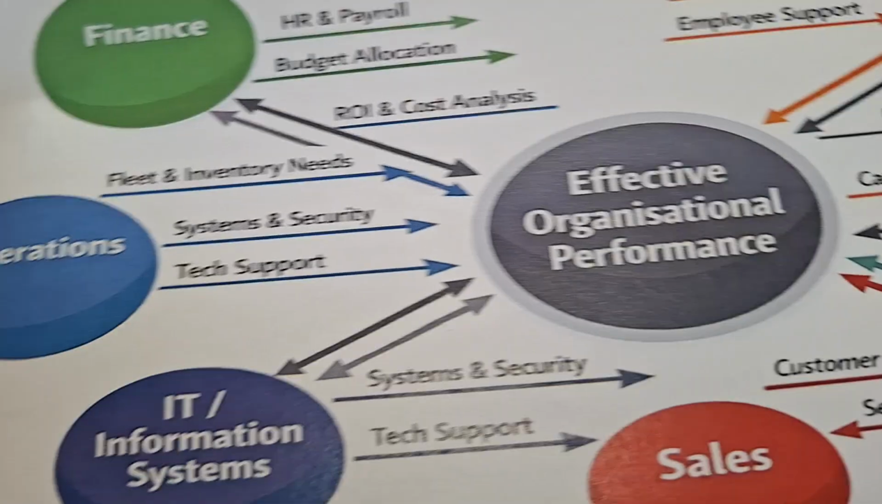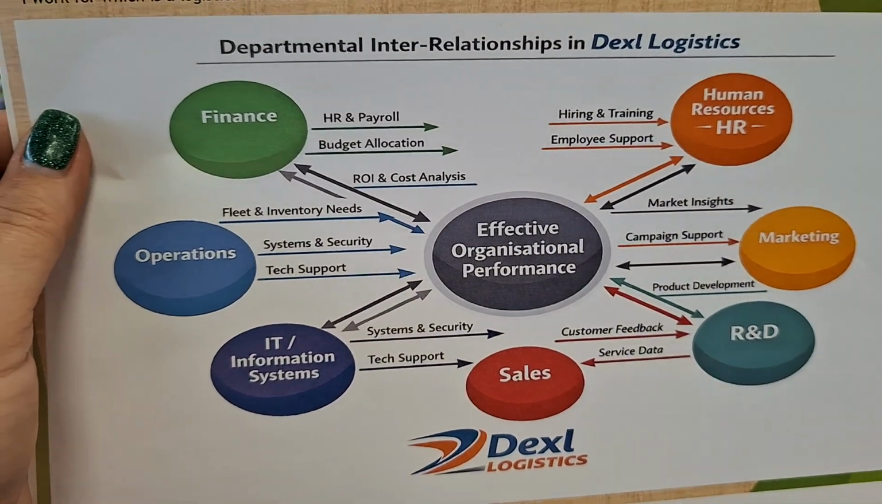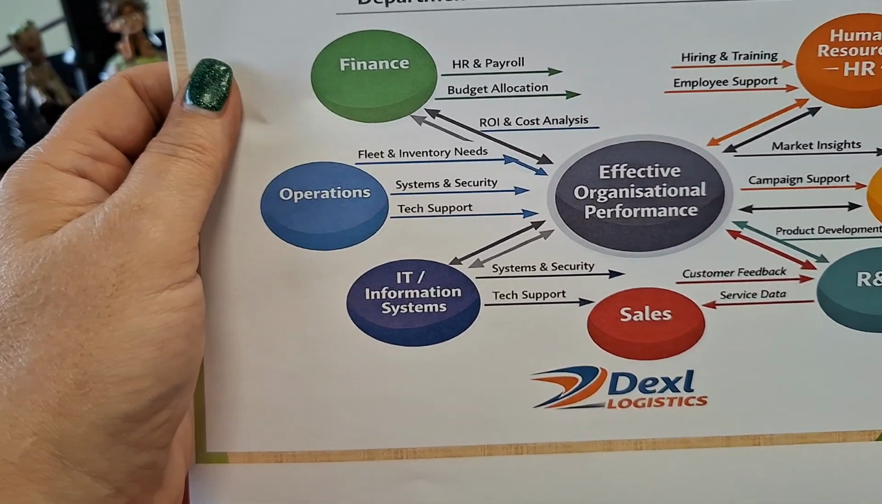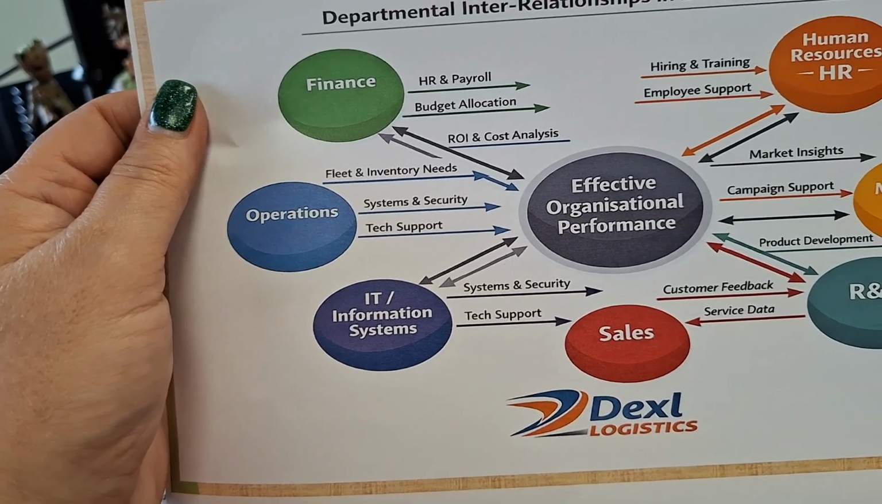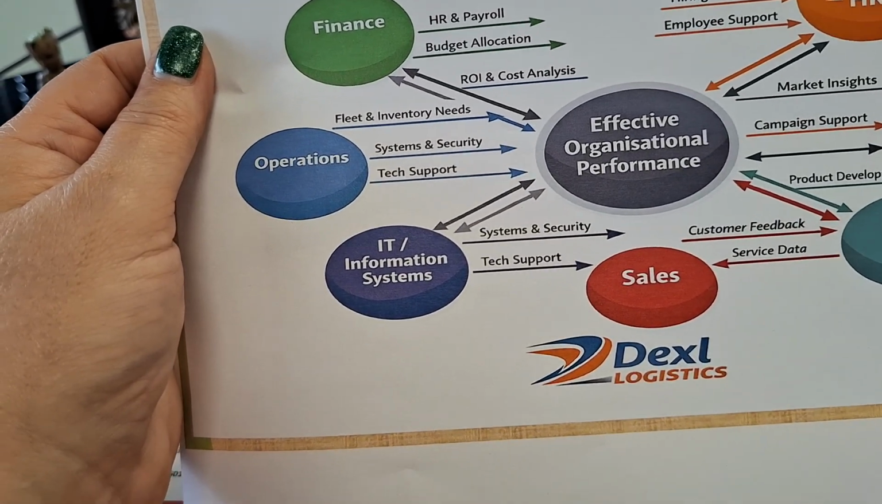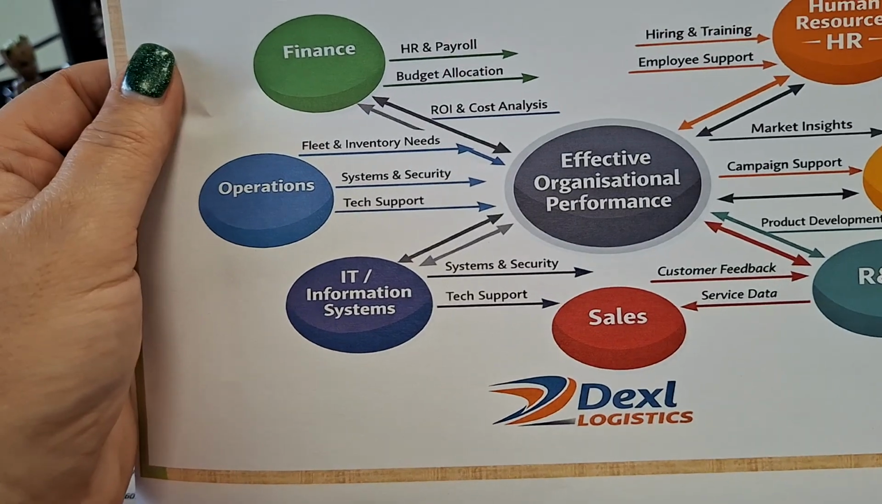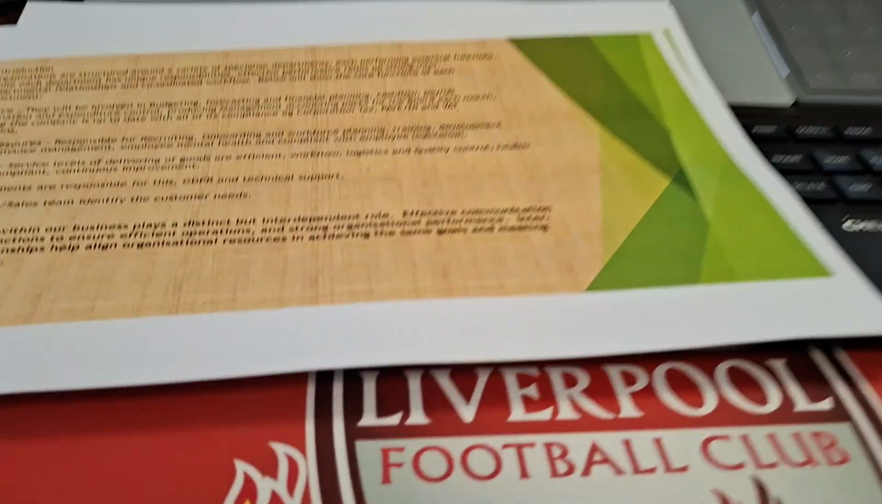The next slide talks about department interrelationships in Dexel Logistics. Different functions and interrelations for the rest of the topic, based on the research on the company I work for, which is a logistics business called Dexel. The next chart shows you all about Dexel's interpersonal relationships within Dexel Logistics, and talks about sales, IT, operations, finance, human resources, marketing, R&D, and shows you how each one supports one another within the business.